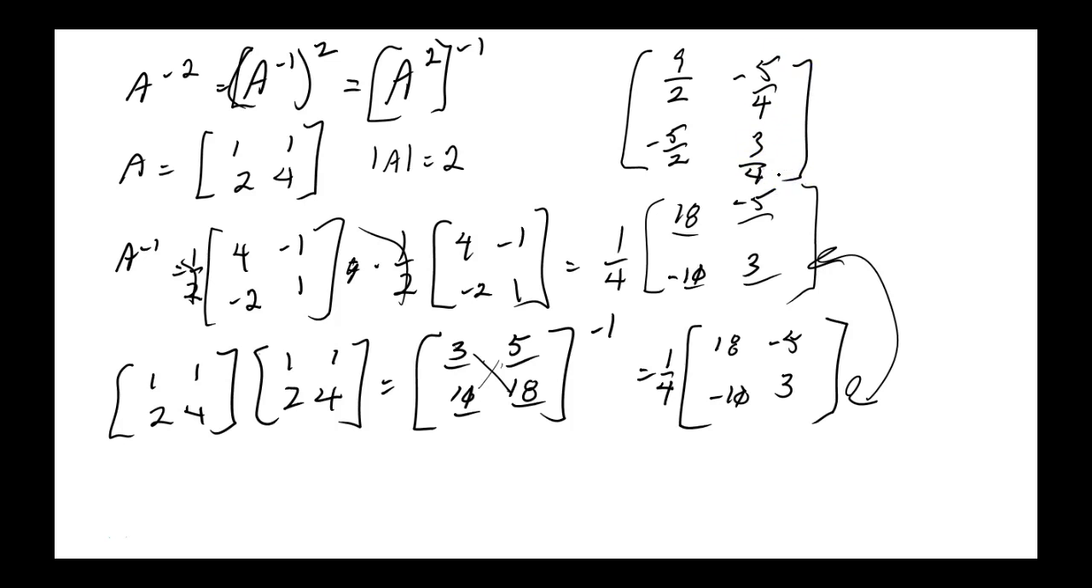Okay, now let's see what they got. 9 halves, negative 5/4, negative 5 halves, and 3/4. Yes, each method produces the same result. Okay, so that was example 6, top of page 68.